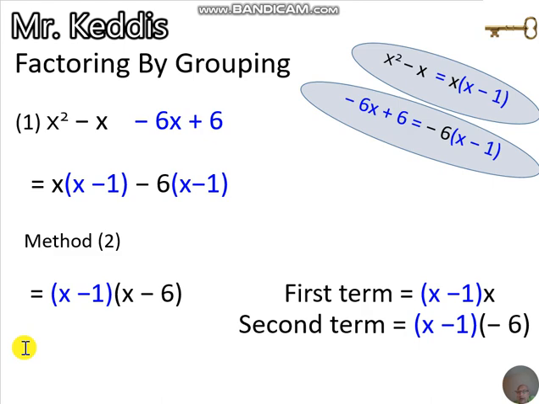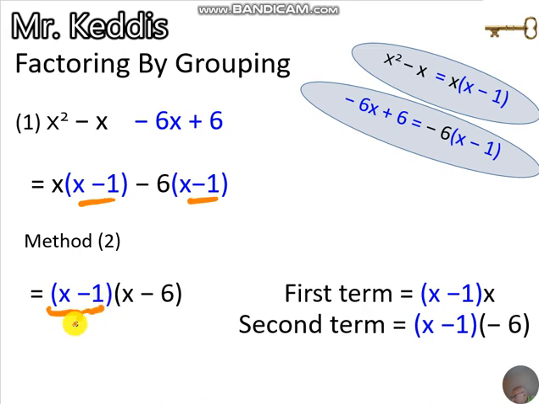We're going to talk about the second method. You have x minus 1 here and x minus 1 here. This is two terms. This is the first term, and this is the second term. You have x minus 1 as a common factor. I take x minus 1 outside. I multiply it by x minus 6.